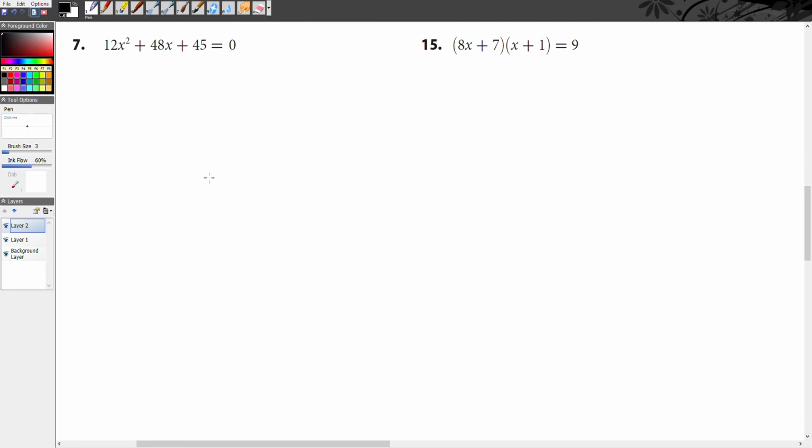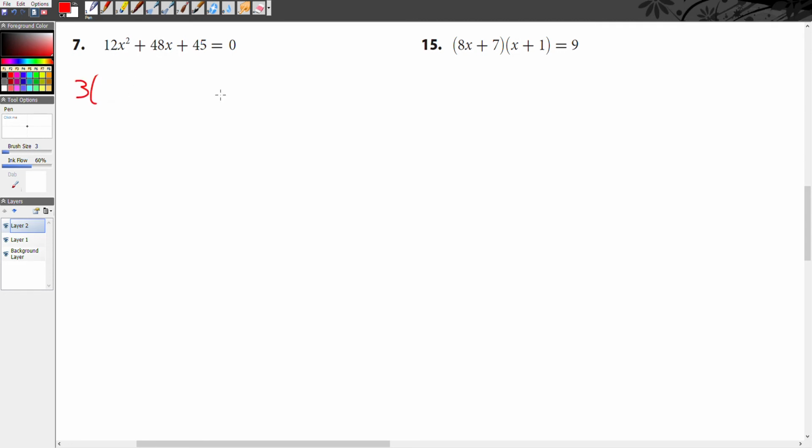So if I look at this example here, 12x squared plus 48x plus 45 equals 0, you can see that it's already set to 0, so we don't have to go through that process. But if I look at my three terms, 12x squared, 48x, and 45, all of these numbers are divisible by 3. So I can factor out a 3. I can divide everything by 3.